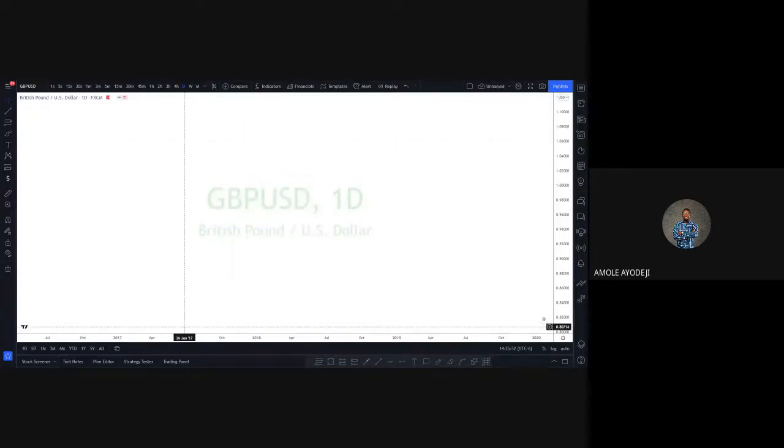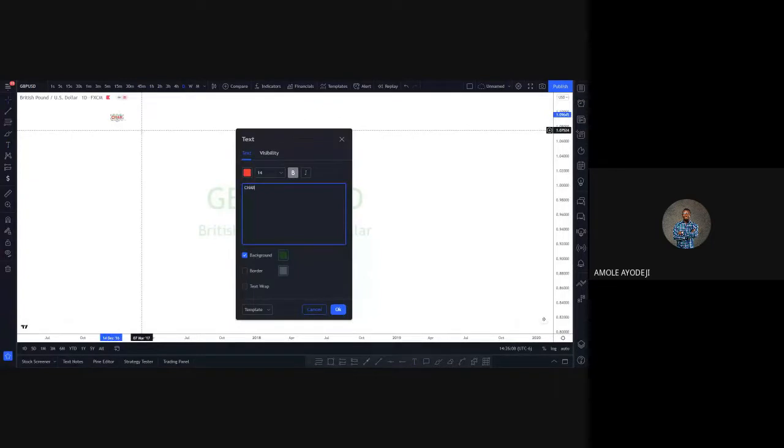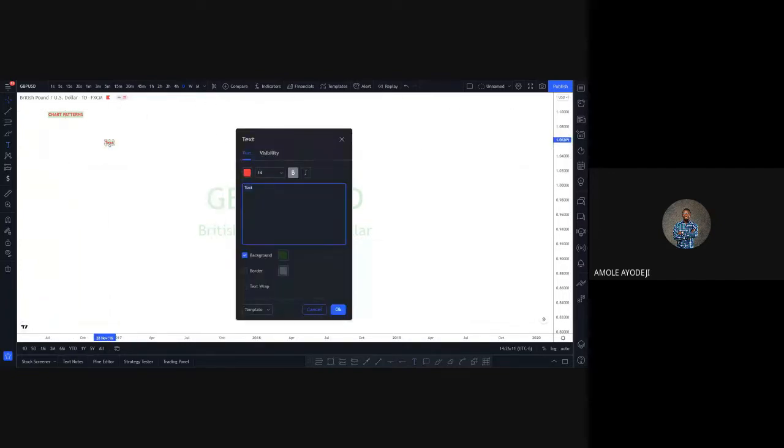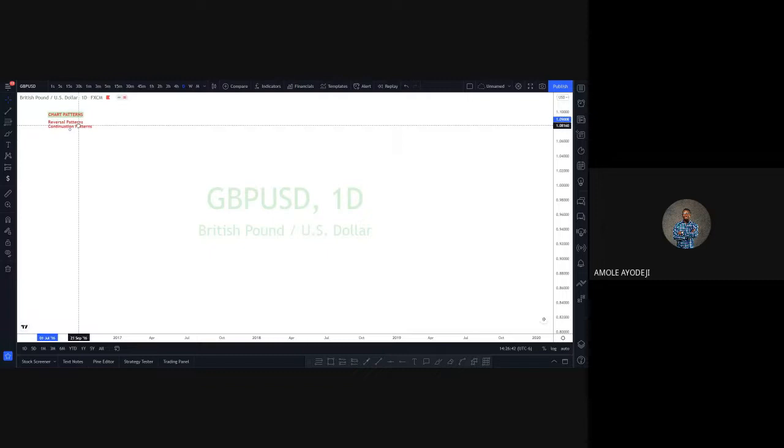Do we understand? So basically, there are two different types of chart patterns. We have the reversal chart patterns and we have the continuation chart patterns.